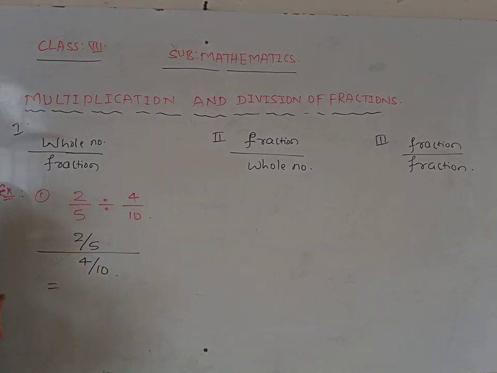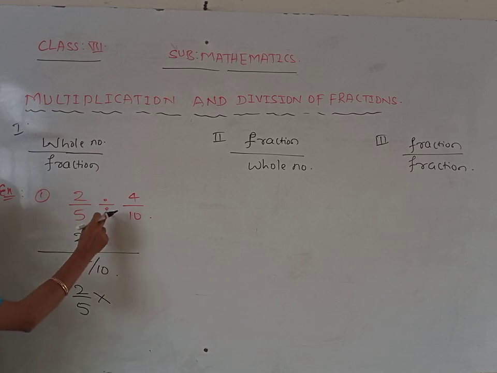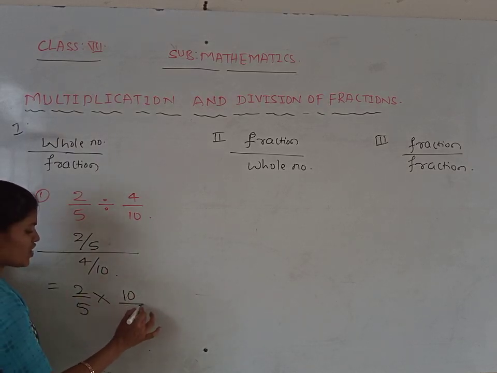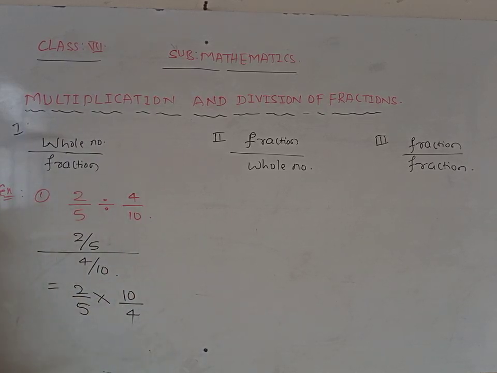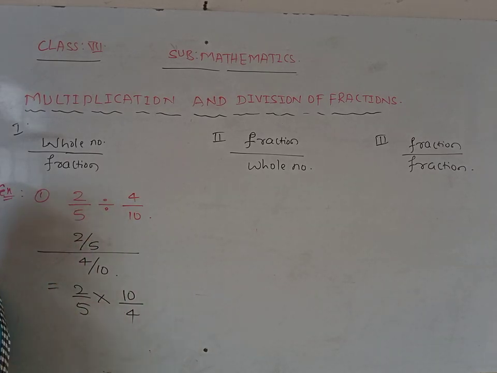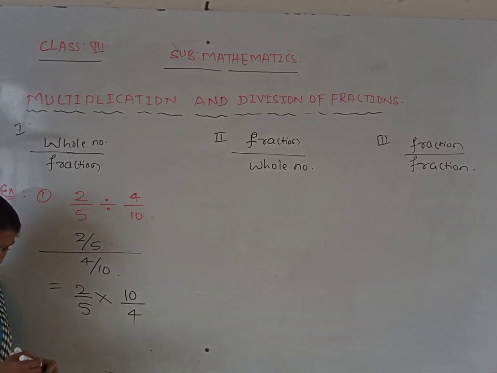In this condition, how to do it? Keep the first fraction as it is. Multiply with the reciprocal of the second fraction. In place of the division sign, we change to the multiplication sign. The reciprocal of the second fraction is 10 by 4. Clear? Just one step we have done. We kept the first fraction as it is, and multiplied with ulta of the second fraction, meaning the reciprocal of the second fraction.